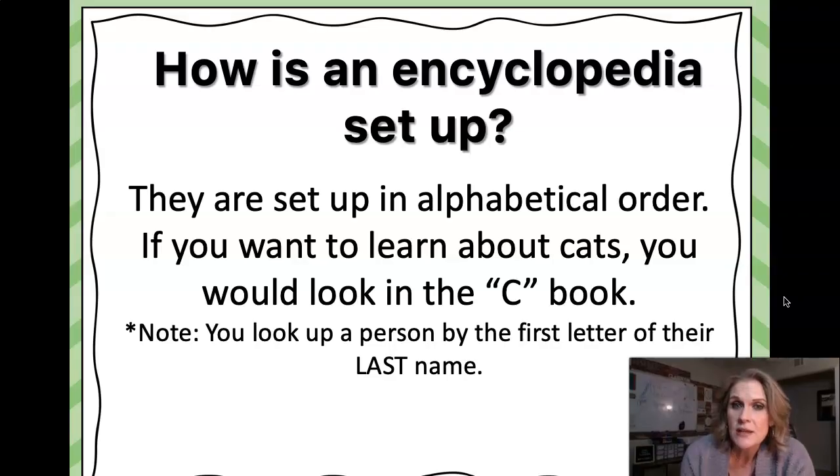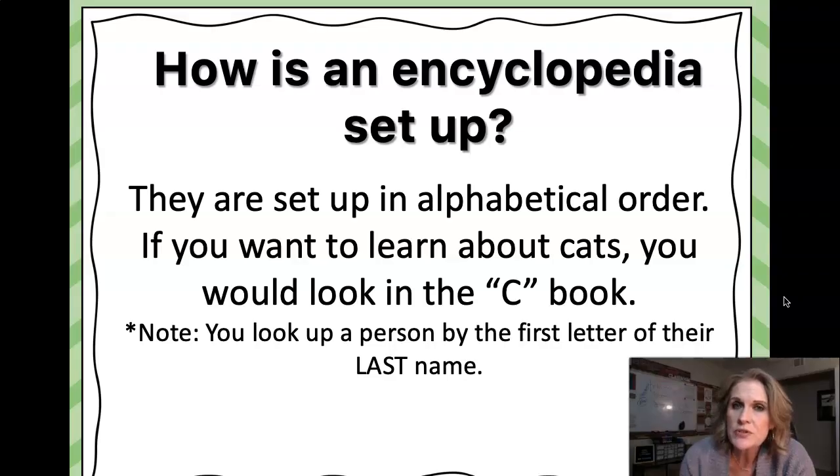How is an encyclopedia set up? They are set up, once again, in alphabetical order. And like I said, there are multiple books, one for each letter of the alphabet. If you want to learn more about cats, then you would look in the C book.